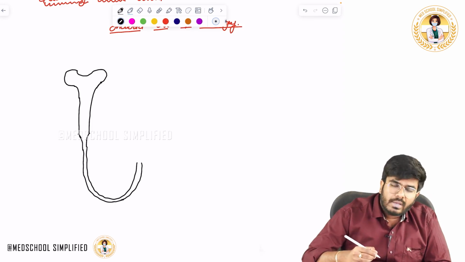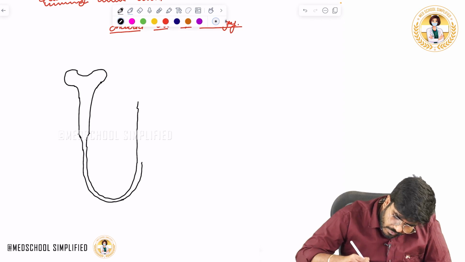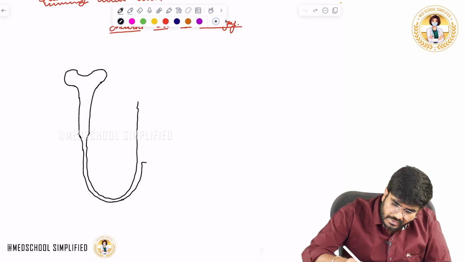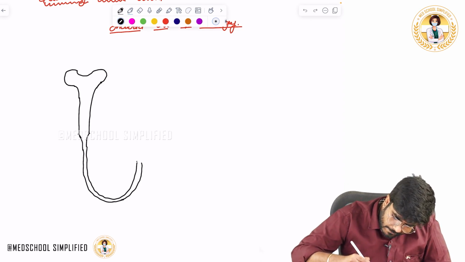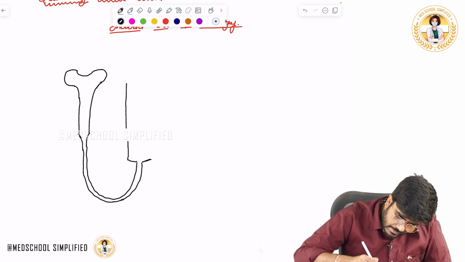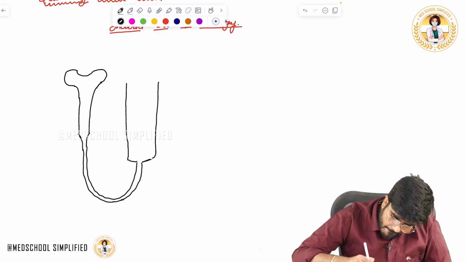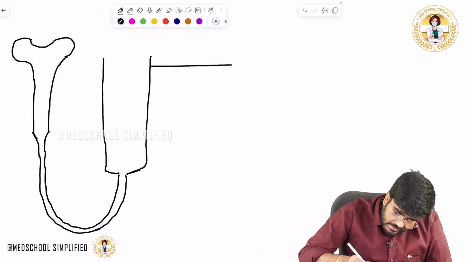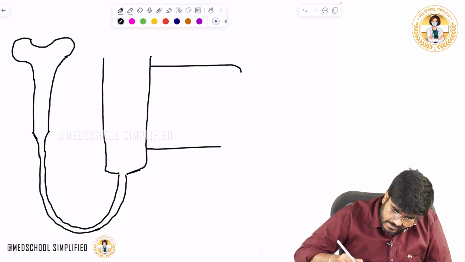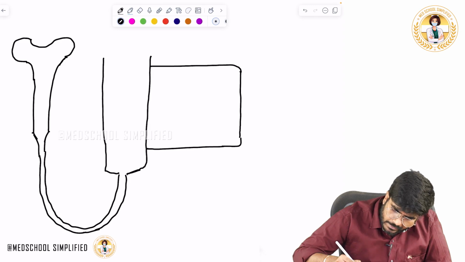Now here I am just enlarging the size of the ascending limb of the loop of Henle for better understanding. Of course, there will be a thick ascending part here. This is the thick part of the ascending limb of the loop of Henle. Now look, this is one epithelial cell which I am showing here. This is one epithelial cell which is present on the ascending limb of the loop of Henle.